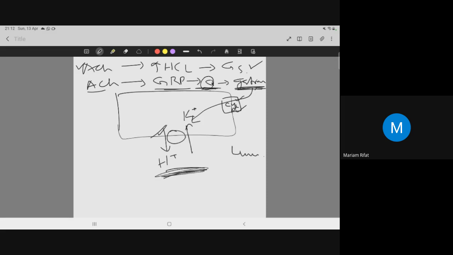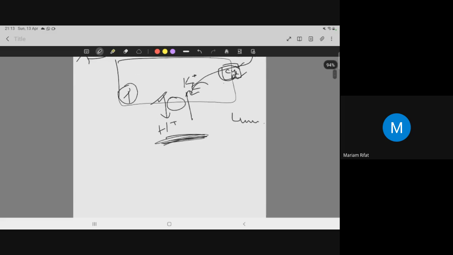Normally, acetylcholine causes GRP to be released. GRP stimulates your G cells. G cells secrete your gastrin. Gastrin goes and sits on the CCKB receptor on your parietal cell, and this leads to activation of this whole pump. This is the normal thing. And if you give an anticholinergic, there is no cholinergic activity, no GRP, no G cell activation, no gastrin production, no activation of your CCKB, no acid production. This is one way you can activate your hydrogen potassium pump, which is acetylcholine.